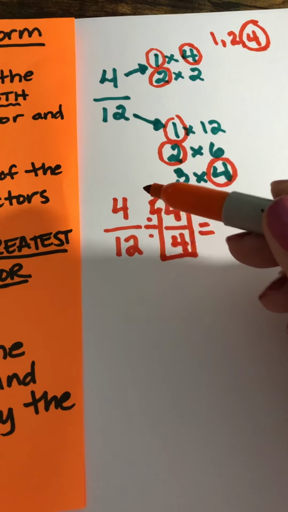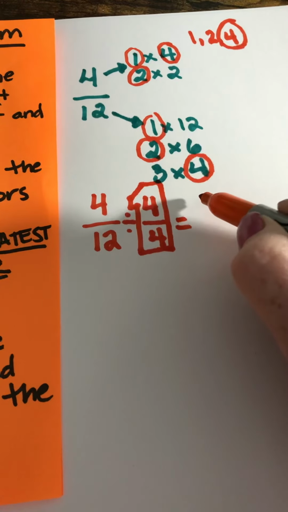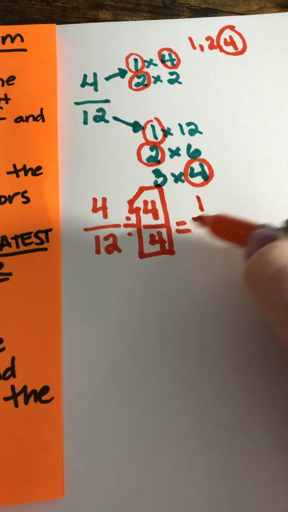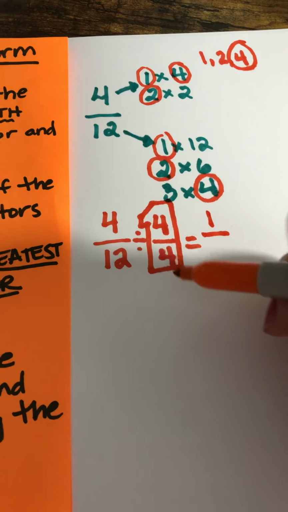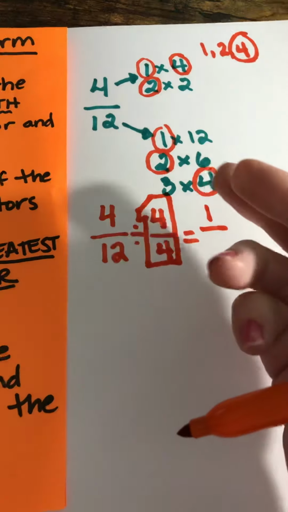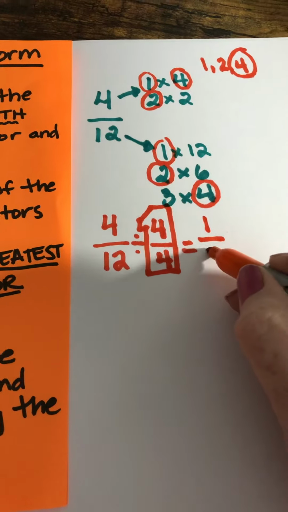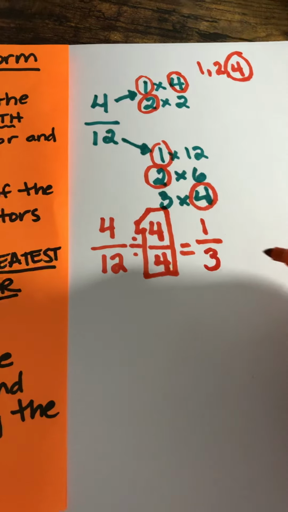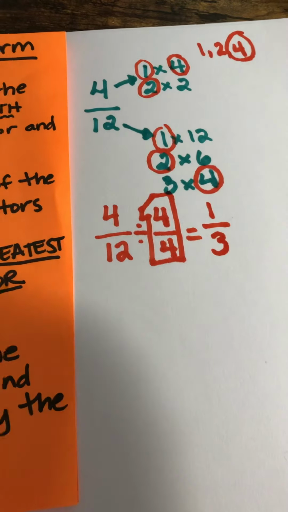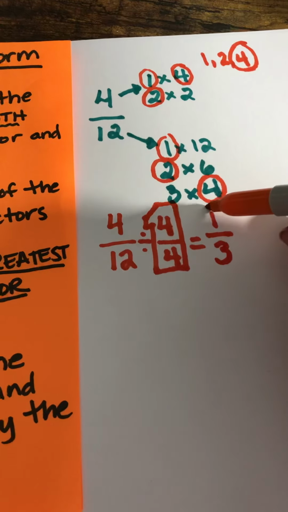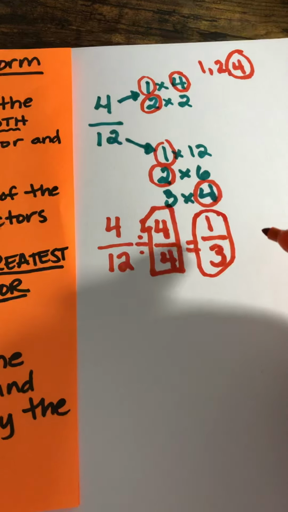All right, so 4/12, 4 divided by 4 is, you got it, 1. And 12 divided by 4, that's just how many 4s are in 12. And we go 4, 8, 12, that's 3. So my new simplified fraction is 1/3. That is as small as it can get. Okay, so 4/12 reduces to 1/3. Should we try another one?